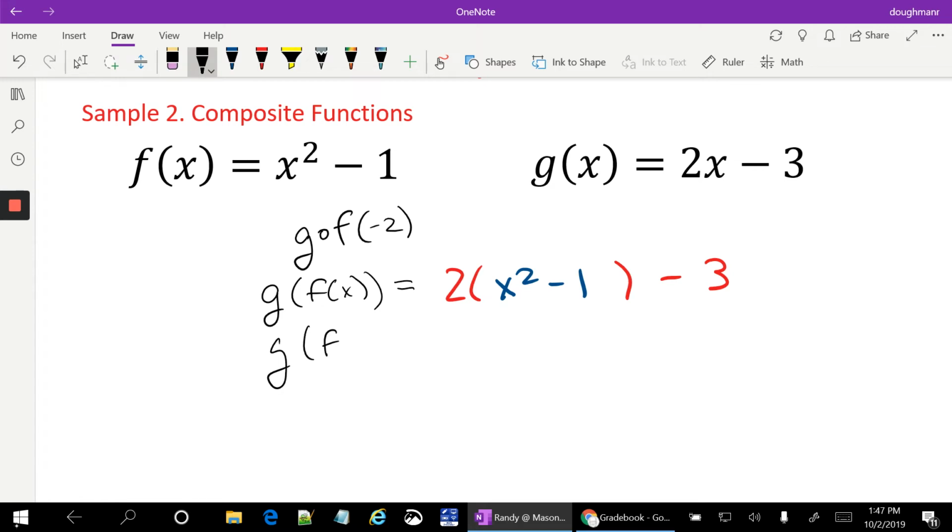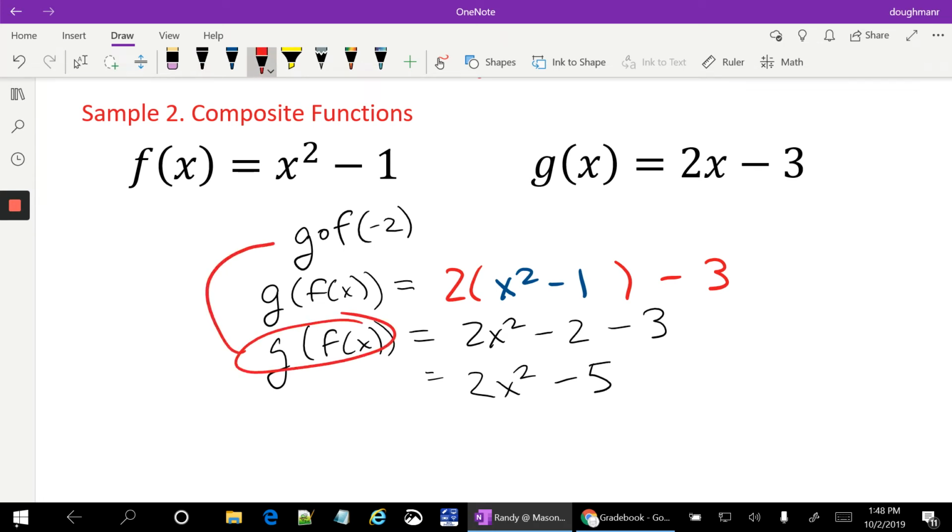So g of f of x is 2x squared minus 2 minus 3, which is 2x squared minus 5. And as I said before, it's g of f of x, but sometimes we use this g of f of x notation.